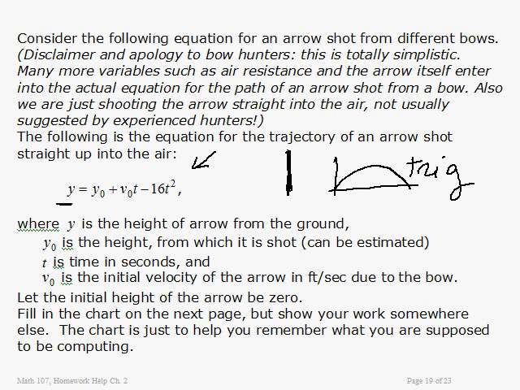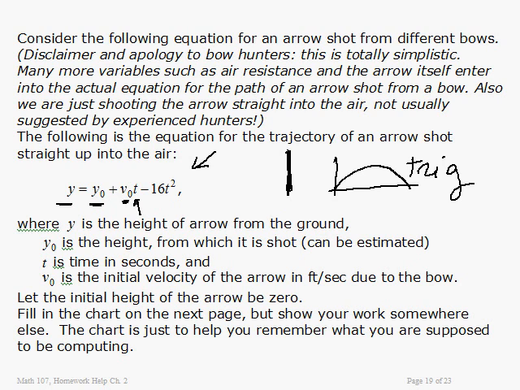Y is how high it is, how high it goes in the air. Y0 is how high it is when you shoot it off. This is your launch height. When t is 0, you assume you shoot the arrow at t equals 0. So at time 0, where are you? If you climb up in a blind, then Y0 is the height of that. V0, that's the velocity you give to this arrow, or whatever it is, as soon as you shoot it off.